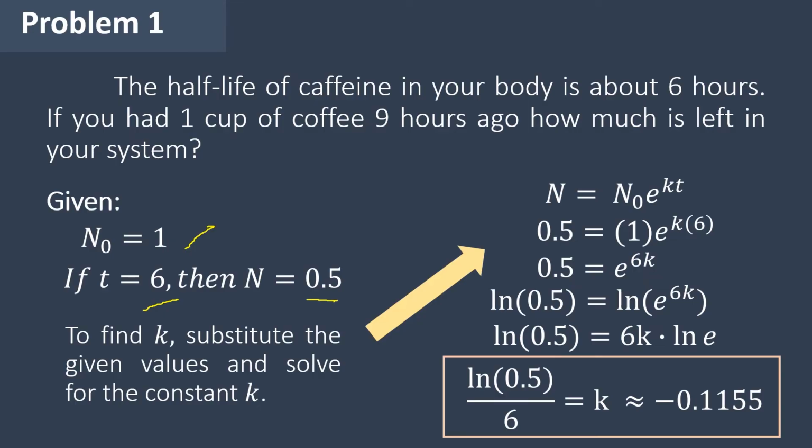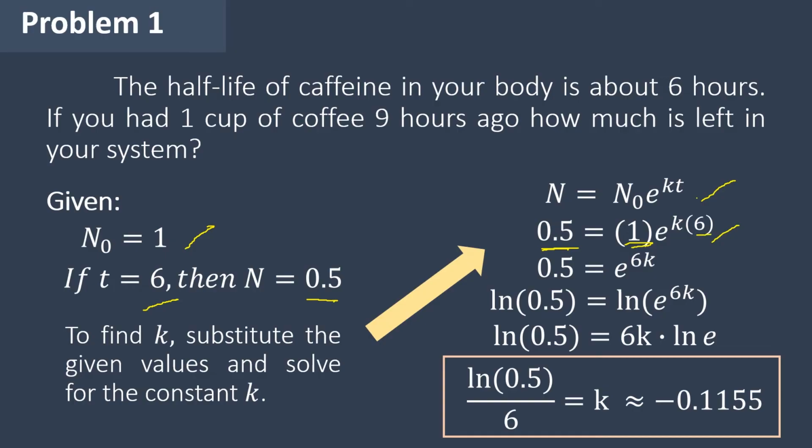Now, bakit naging 0.5? 0.5 kasi we're talking about half-life. Pag sinabi nating half-life, we're going to determine kung ilang oras natin ma-reach yung half ng amount ng given value. So, ibig sabihin kung 1 yung given value, half of it would be 0.5. That is why, after writing the formula, yung values na sinubstitute natin would be n is equal to 0.5. Then, our initial value is 1 times e raised to the power of k times t. Ang t naman natin is 6 hours.